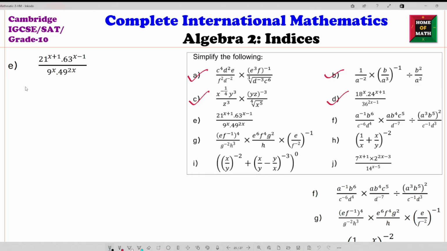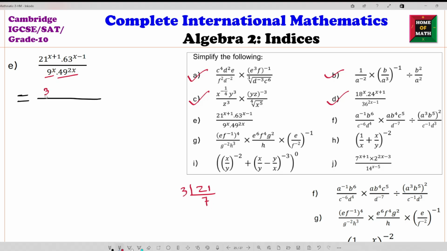Number E, 21 to the power x plus 1, 63 to the power x minus 3 divided by 9 to the power x times 49 to the power 2x. So this 21 first we factorize, prime factorize. So if we divide by 3, it will become 7.